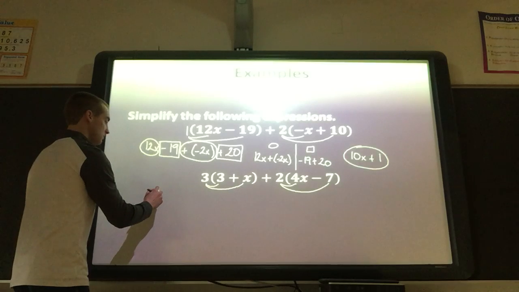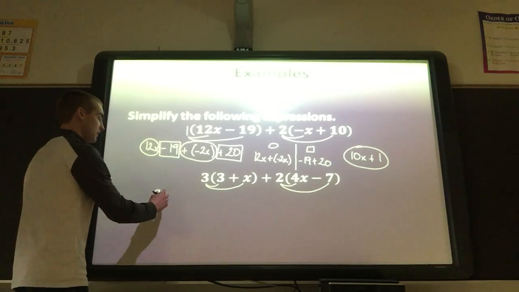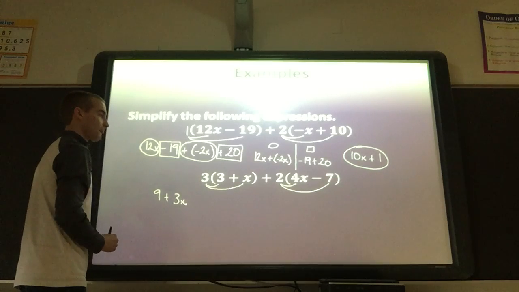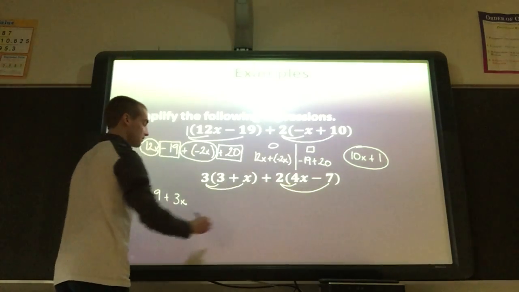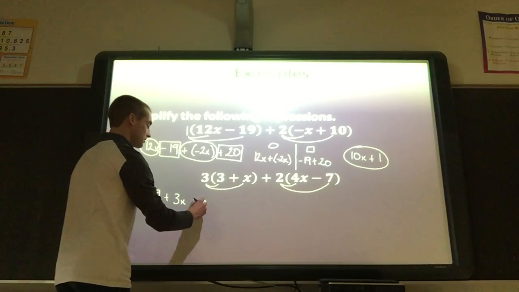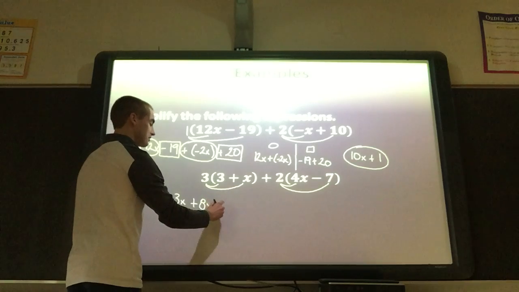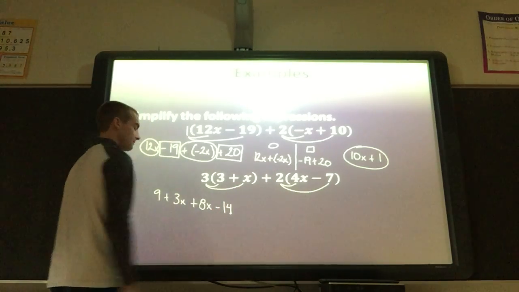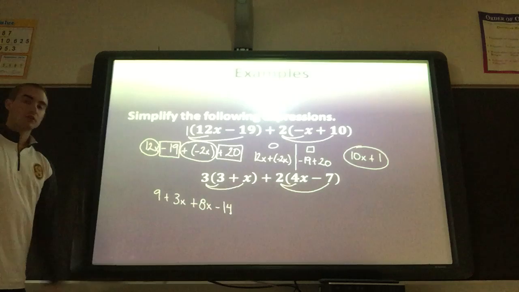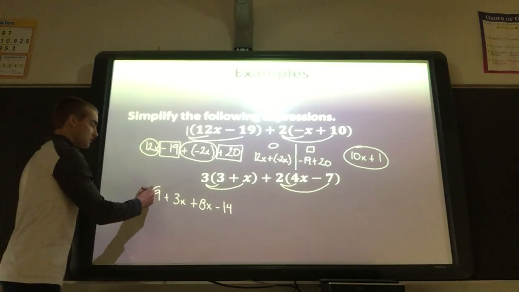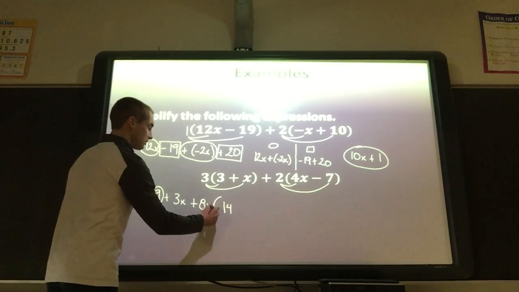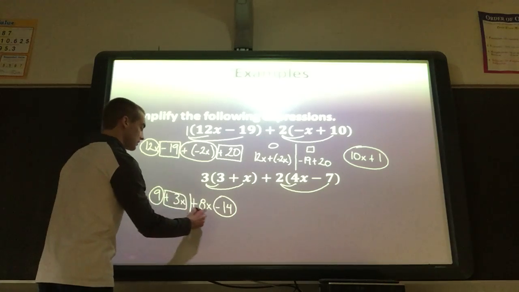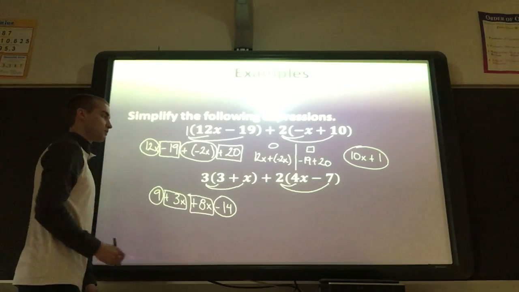So 3 times 3 is 9, plus 3 times x is 3x. 2 times 4x would be plus 8x. And then minus, because there's a minus sign right there, 2 times 7 is 14. All right, once we've got it written without parentheses, we're going to circle and box in our like terms. So we'll box in the plus 3x and the plus 8x, circle the 9 and the minus 14.